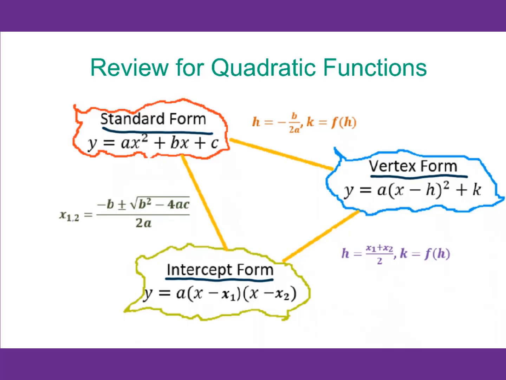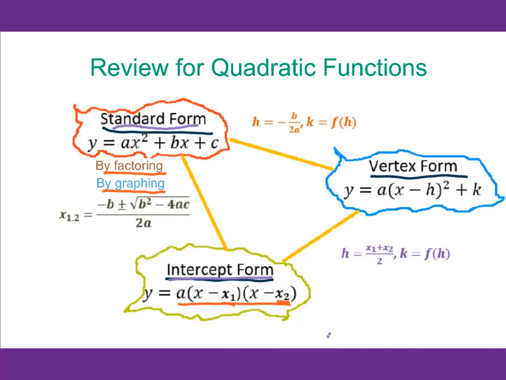Here's the relationship between the two. From standard form, how do you go to intercept form? You can use the quadratic formula to get the x1 and x2, or by factoring or graphing, you can figure out these two solutions. Then use this formula, you can get this intercept form.